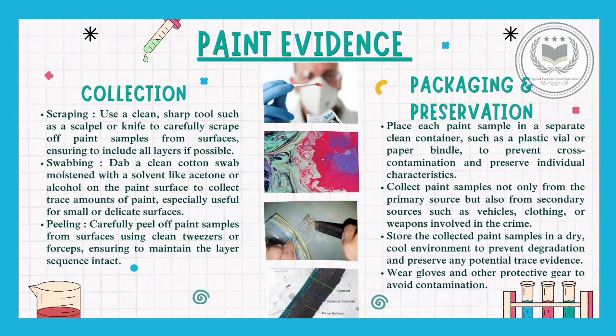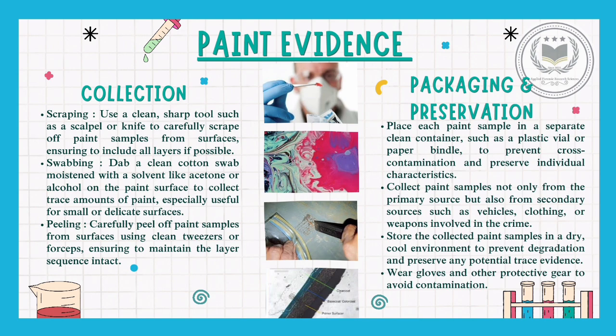Fourth evidence is the paint evidence that generally includes any paint flakes or paint scrapings from the walls of the crime scene area. To collect these paint flakes, we have three different methods. The first one is using a clean and sharp tool like any knife or scalpel to carefully scrape off the paint samples from the surfaces, called as the scraping technique.